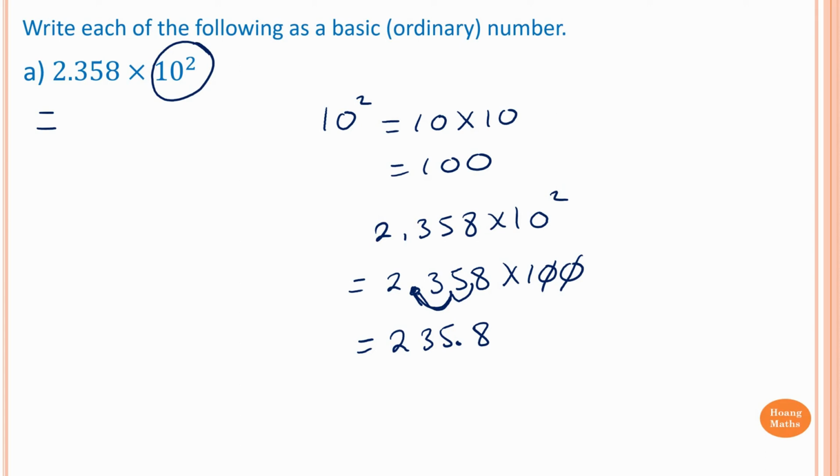But to do this in a proper way, the first step is we know that times 10 squared is larger than 1, so the number will get bigger. So therefore, all we need to do is move this decimal to the right. Because if we move 1, it becomes 23. There you go. And we move another 1, so that is 2, which is 235.8. So we move 2 units to the right because it's 10 to the power of 2.